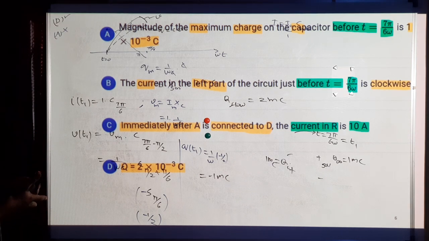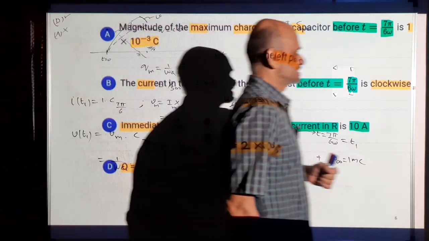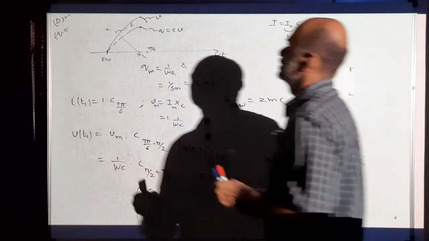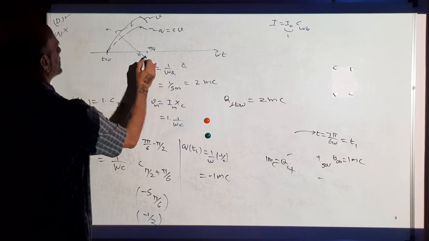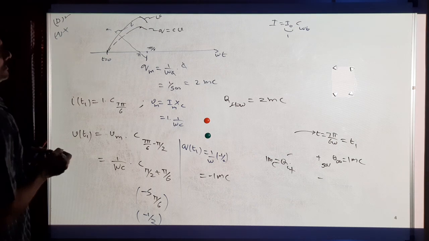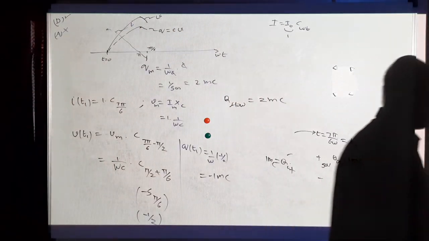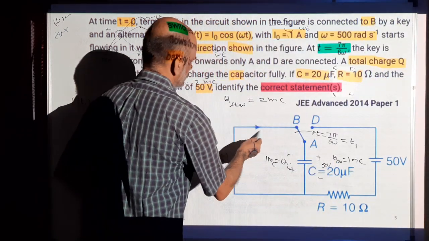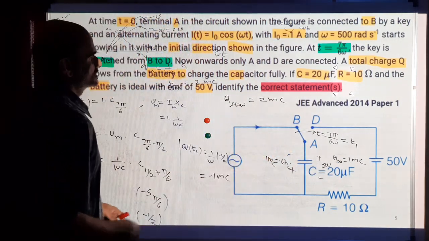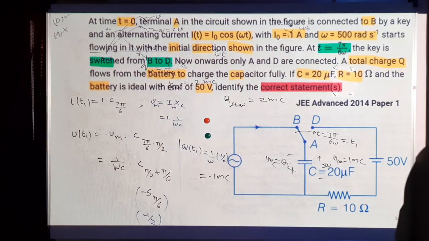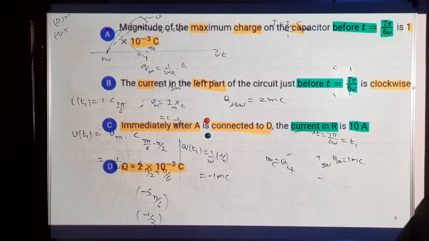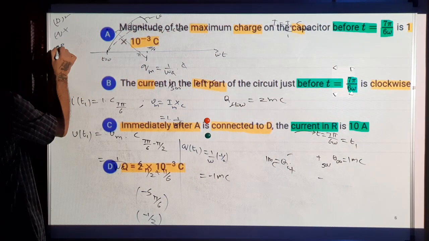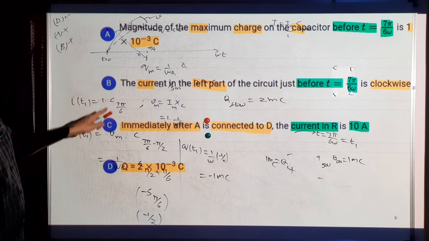Option B says the current in the left part of the circuit before T1 is clockwise. Just before the switch is thrown, the current is negative. According to the polarity, the current is negative, so it is flowing in this direction. That means the current is flowing anti-clockwise in the left part of the circuit. So option B is false, because the current in the left part of the circuit before the switch is thrown is anti-clockwise. They have given it as clockwise.